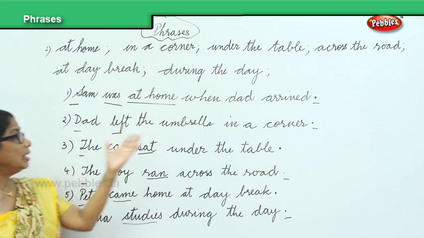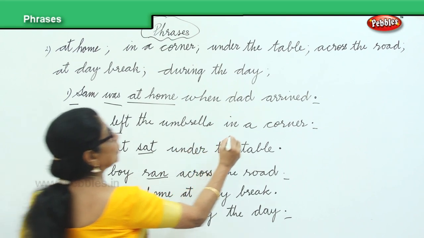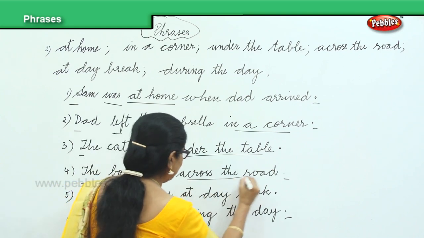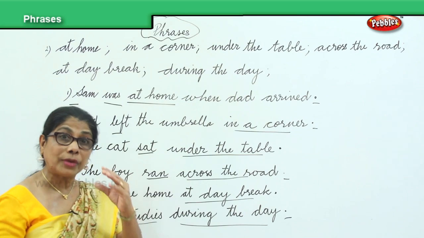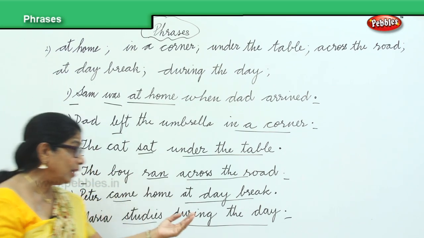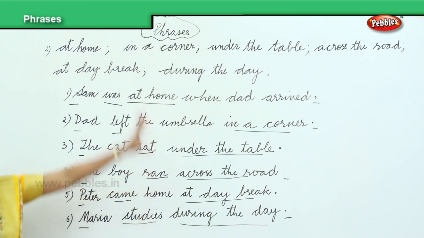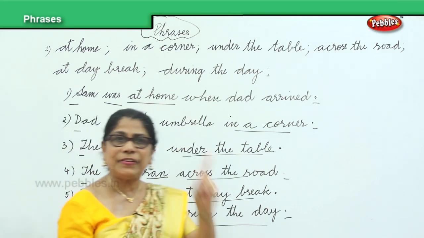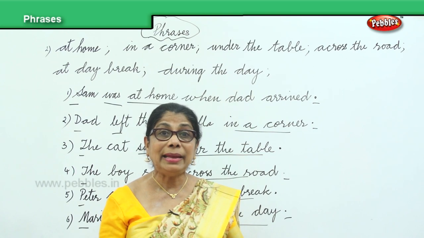The phrase doesn't have a verb. We have used the phrases here. What are the phrases? At home, in a corner, under the table, across the road, at daybreak, during the day. We have used those phrases which have no verb. We have supplied the verbs to make a complete sense. And that's what we have done. Phrase, remember, doesn't have a verb. We have to supply a verb and make a sentence.